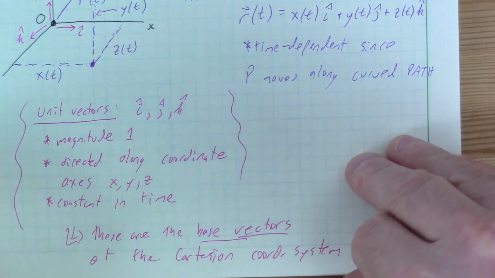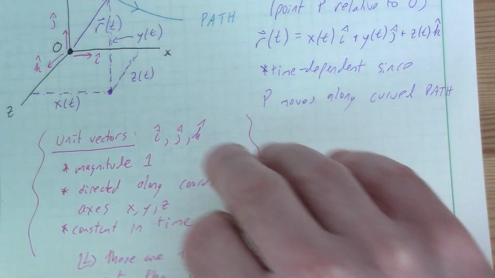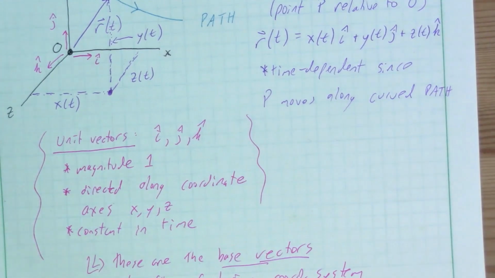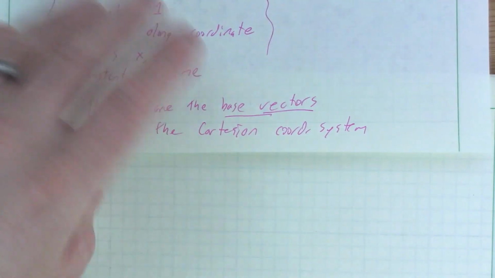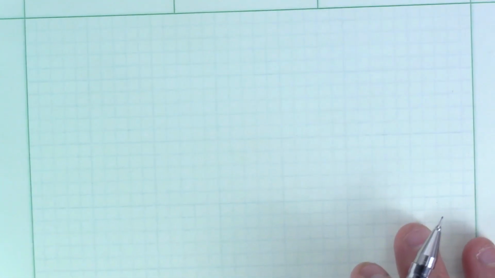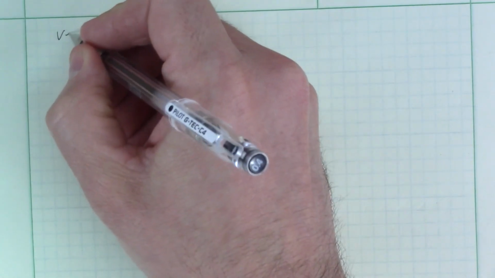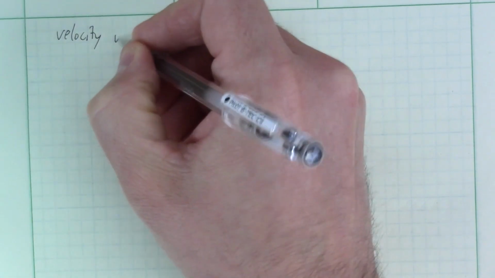All right, so I need a new page here. It's not going to go away forever, but we'll refer back to this diagram when we need it, so keep that one close by. Now we've looked at the picture and described what the position vector is. Let's then move on to the velocity vector.